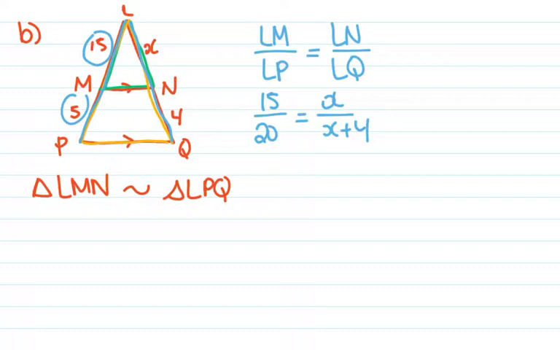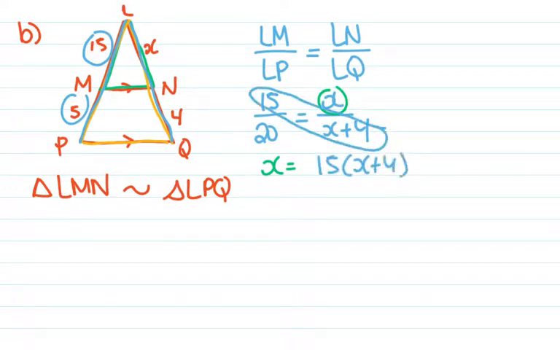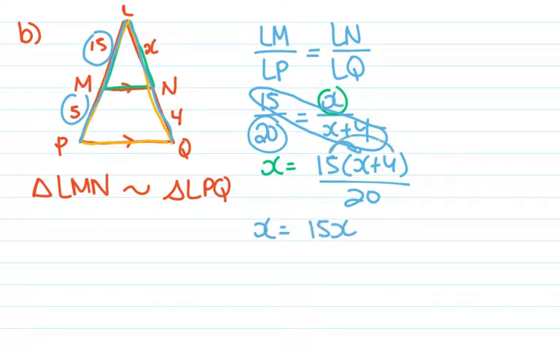Now we're going to do the same thing we did last time. We're going to cross multiply and divide. But now we're missing an X and an X plus 4. So we're going to solve for this X. We're going to say X equals, multiply the two terms across from each other that we have. So 15 times X plus 4, and divide by the remaining term, which is 20. Now we're going to simplify. So 15 times X is 15X, plus 15 times 4 is 60, divided by 20.